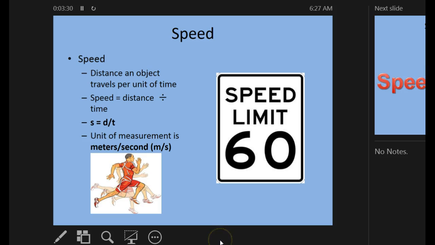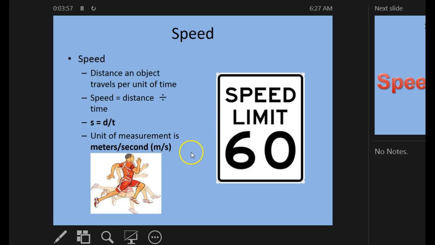All right, speed. You looked at a few different speeds yesterday. Speed is the distance an object travels per unit of time. Speed, the equation, is distance divided by time, or S equals D over T. Make sure you have this definition and equation in your notes. The unit we're going to use for speed is meters per second.